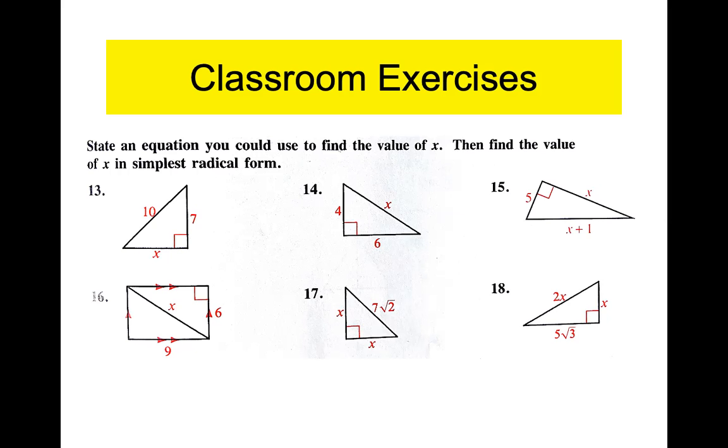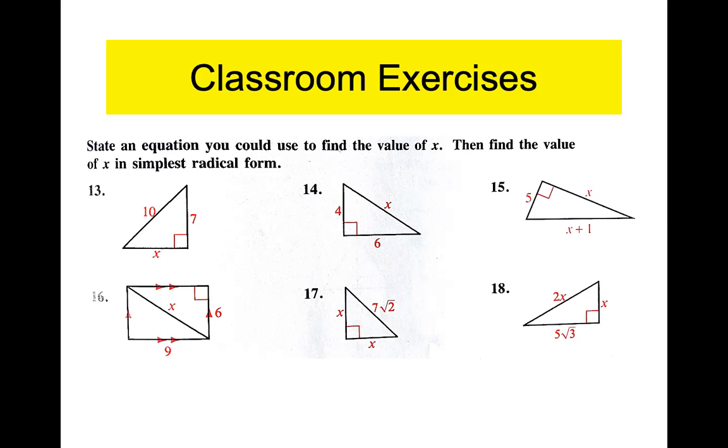So if you make a mistake, you're going to say that's A and that's B and that's C, and it's not. It doesn't matter which is A or B. That's a leg and that's a leg. So it's going to be 25 plus... 5 squared plus x squared equals x plus 1, so I have to square that. In other words, I have to do x plus 1 times x plus 1.